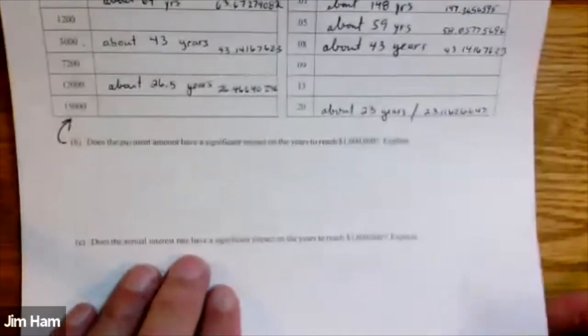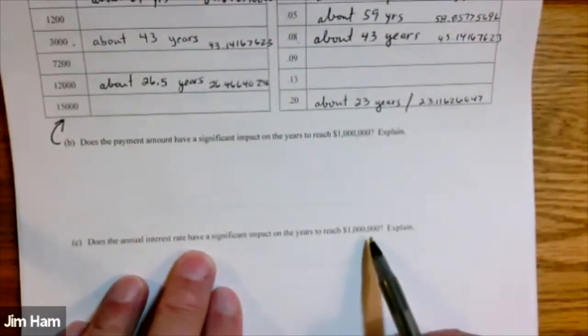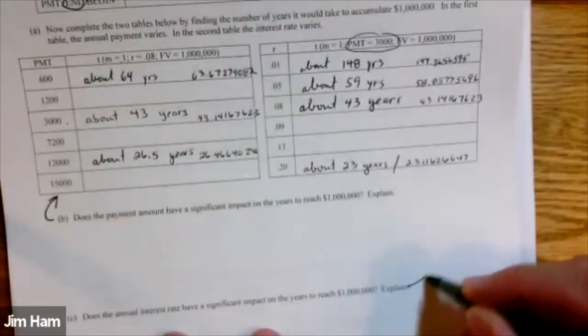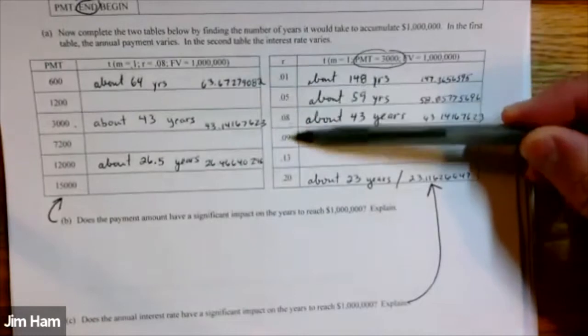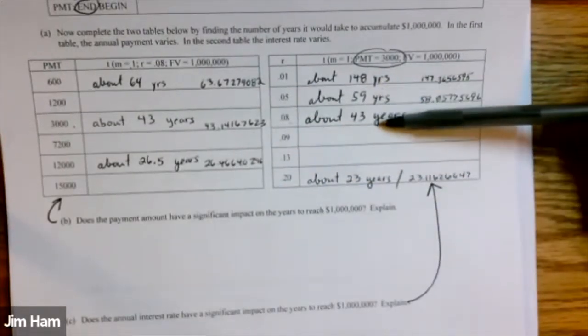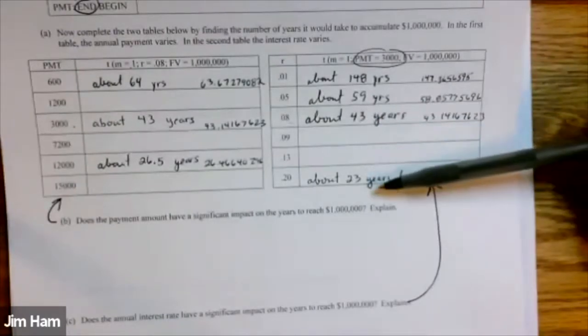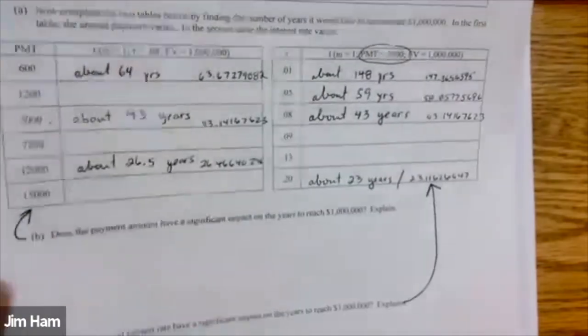And then for the second one, does the annual interest rate have a significant impact on the number of years? So then for the second one, you're going to reflect on this table here, and you're going to say, well, when the interest rate goes up, look at how many years it takes to achieve millionaire status. It goes down, down, down. So in a couple of sentences, describe what you see in the tables.